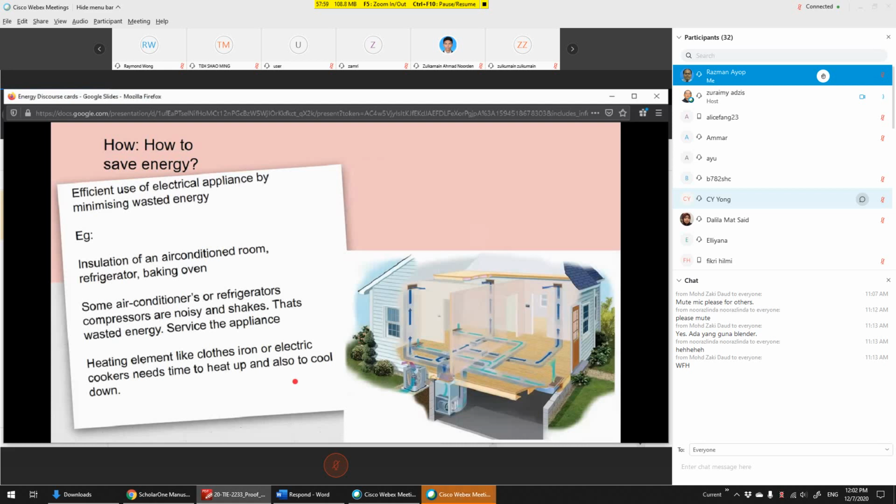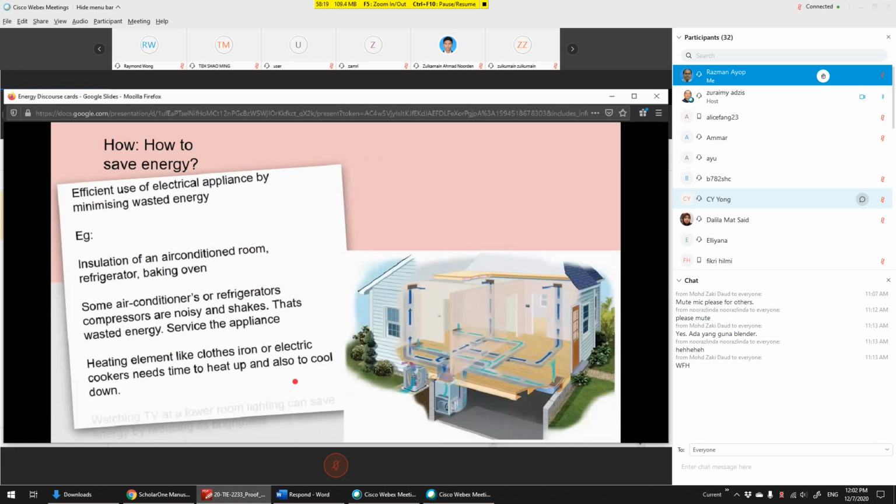Heating elements like clothes irons or electric cookers need time to heat up and also to cool down. So if you use your iron just to iron one shirt and then turn it off, you lose the energy to heat it up and also the energy to cool it down, not used. So once you use your iron, make sure at least 5 or 6 clothes are done.